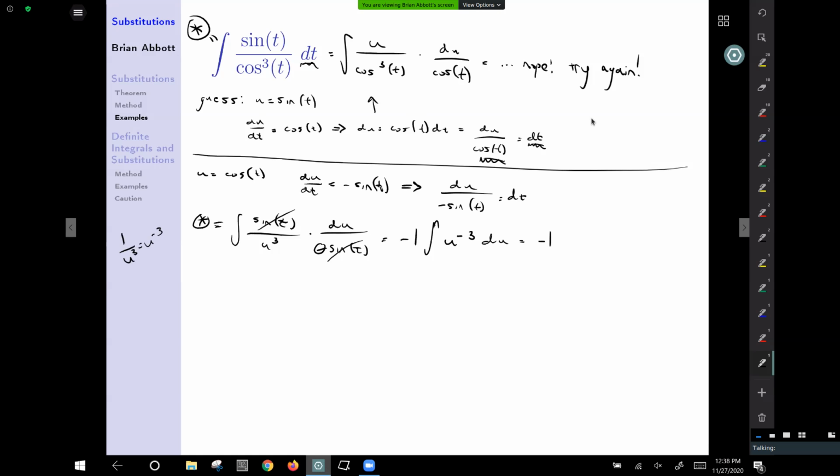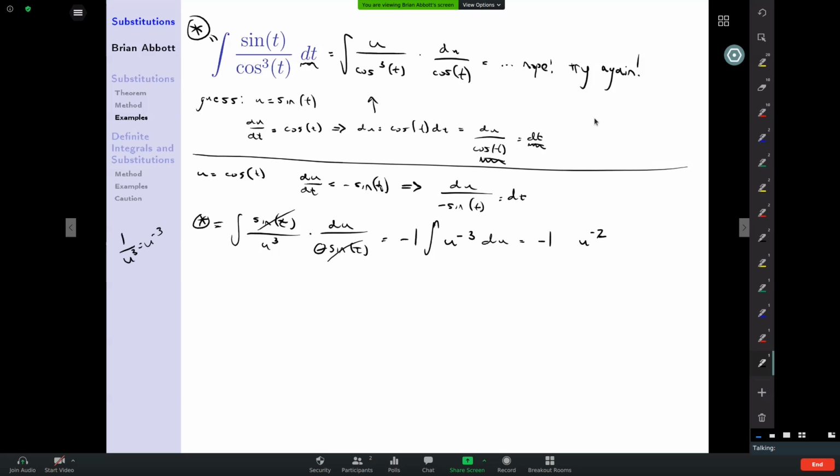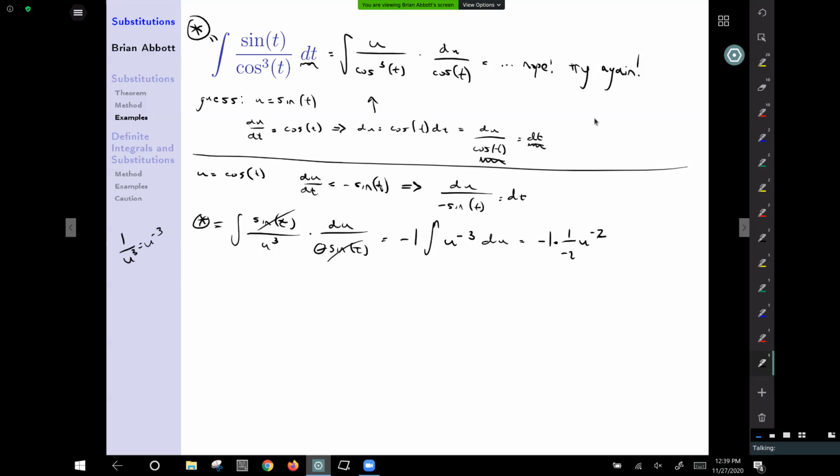And then u to the negative 3, add 1, gives u to the negative 2. And so we multiply by the reciprocal, 1 over negative 2. So we're taking negative 1 times 1 over negative 2 there, plus c. Negative times negative, or negative divided by negative, any way you look at it, is positive. So that just becomes 1/2.